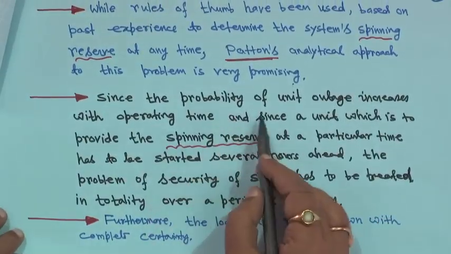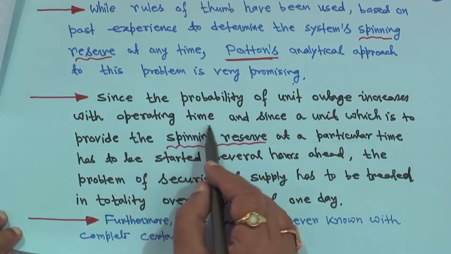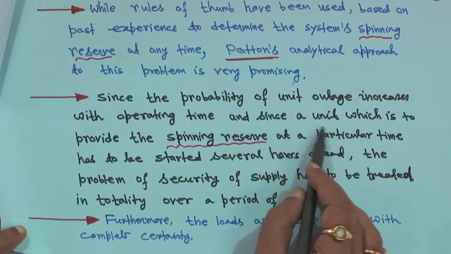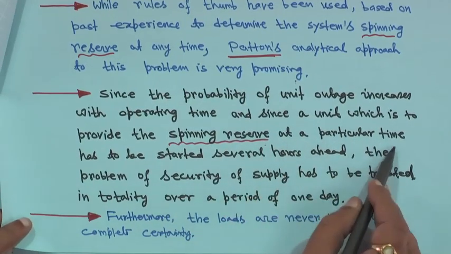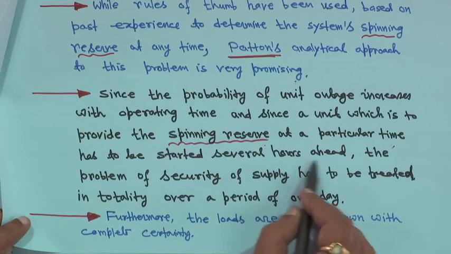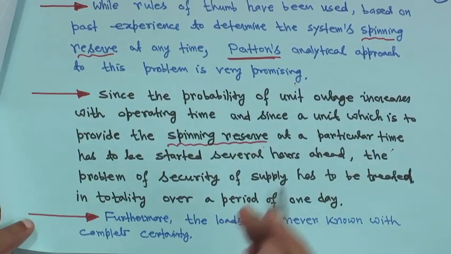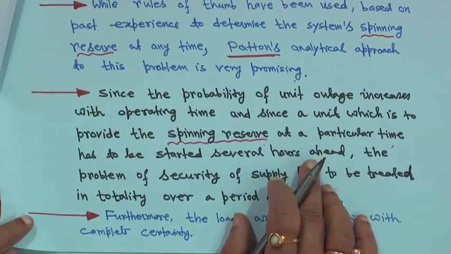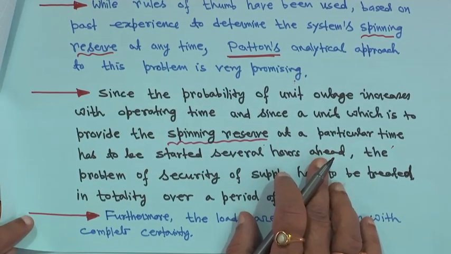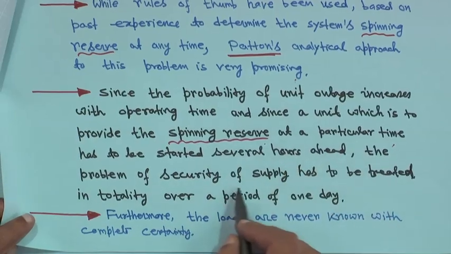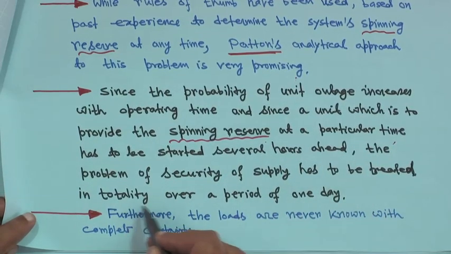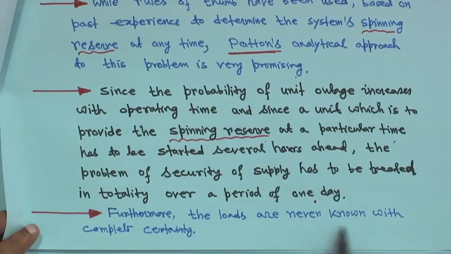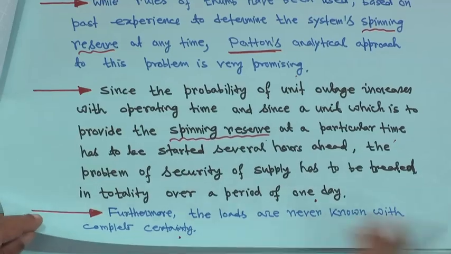Since the probability of unit outage increases with operating time, that means if operating for a long time, the probability of outage also increases, and since a unit which is to provide the spinning reserve at a particular time has to be started several hours ahead, right, because a thermal unit takes 2 hours, if you want an additional unit, you have to start it much before that. The problem of security of supply has to be treated in totality over a period of 1 day. We will take the 1 day load curve, right. Furthermore, the loads are never known with complete certainty. The load is always uncertain.